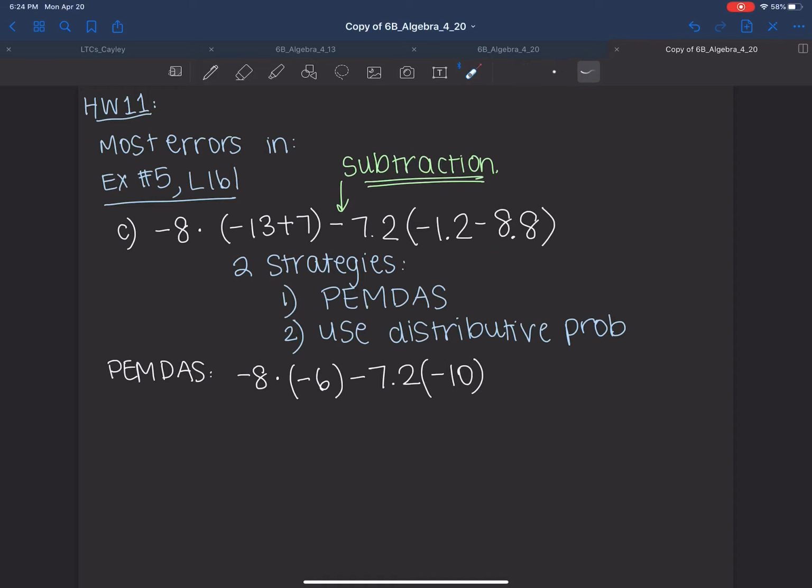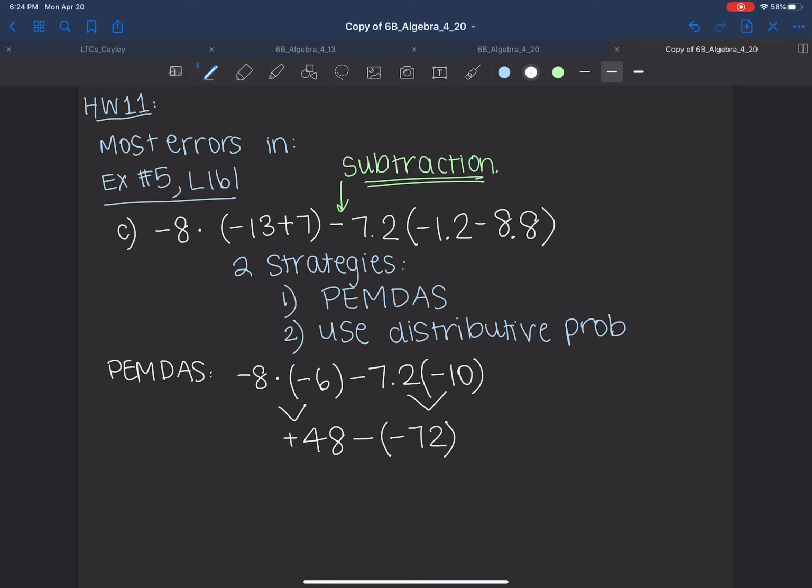Okay, so next up in PEMDAS is multiplication and division. So I have two sets of multiplication that I can do at the same time. So the first set, I'm going to do these two. That's positive 48. And then we subtract 7.2 times minus 10, which is minus 72.